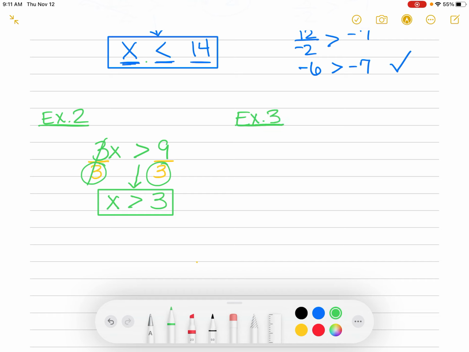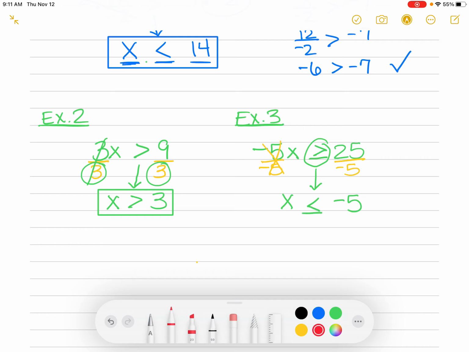One more. And I have -5x is greater than or equal to 25. Okay, so I'm going to divide by -5 here. And so these are gone. And I get x. And on the other side, I get -5. But my sign right here is going to flip. Okay, so it's greater than or equal to.